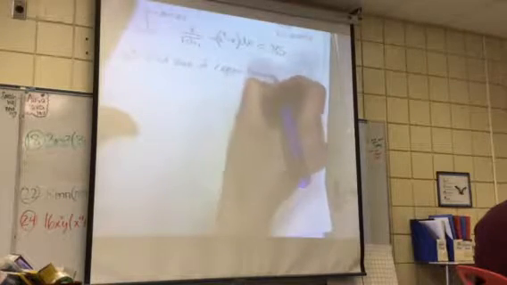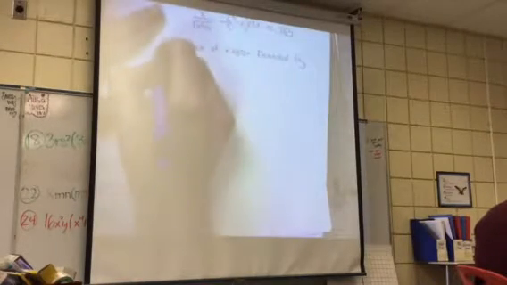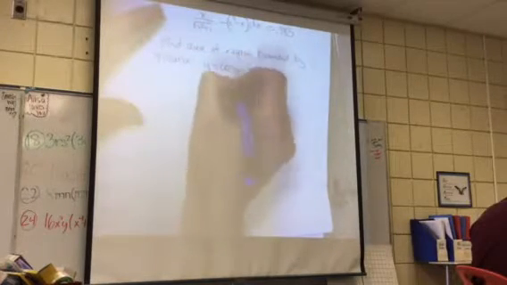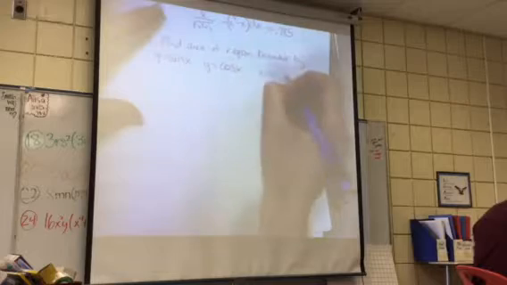Find the area of the region bounded by y equals sine of x, y equals cosine of x, x equals 0, and x equals pi over 2.